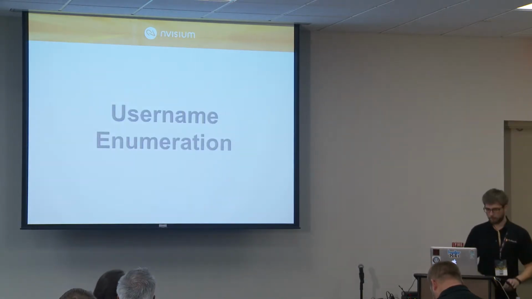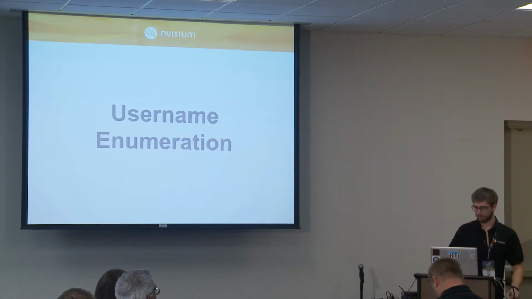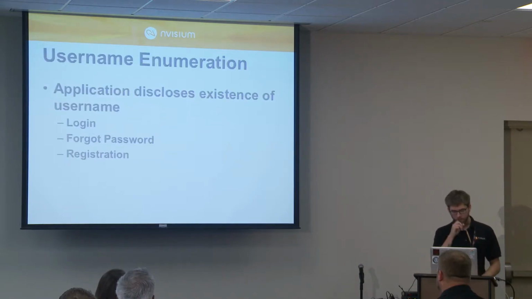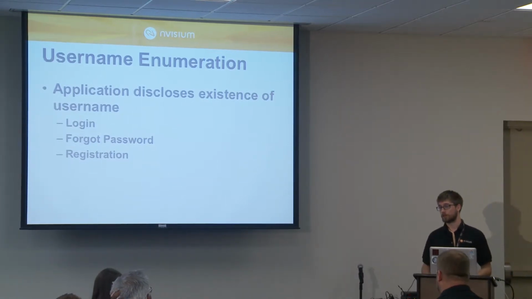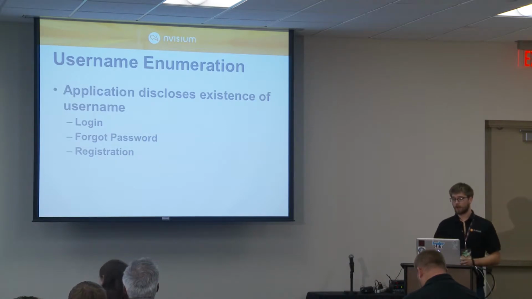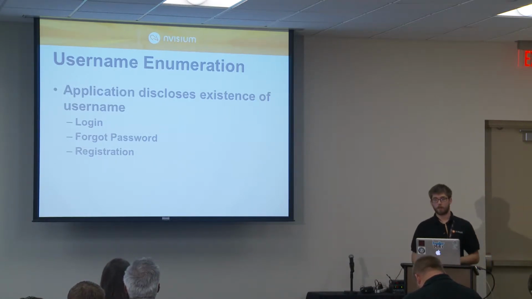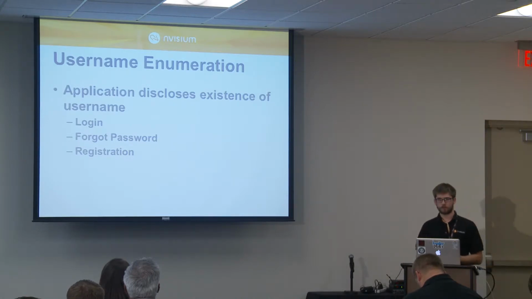All right, username enumeration. Who here knows what this means? Okay, that's probably a good thing. So this is a very common finding. And it occurs when the application discloses the existence of a username or an email address. And we see this, like I said, very commonly, normally in login mechanisms, forgot password mechanisms, and also almost all user registration mechanisms are vulnerable to this.